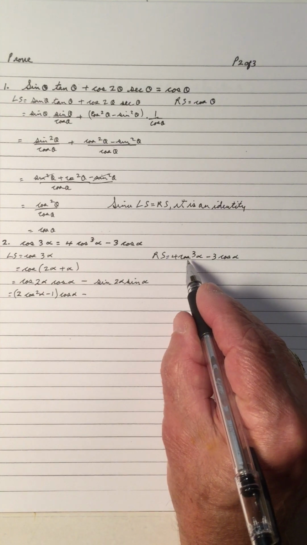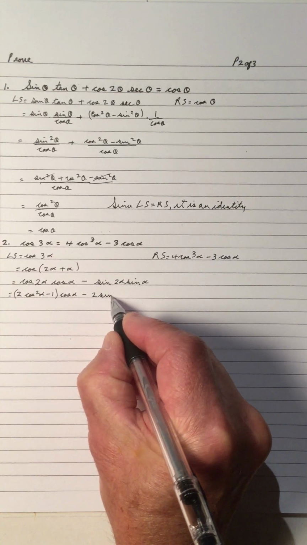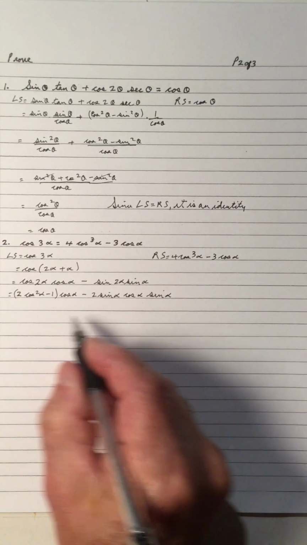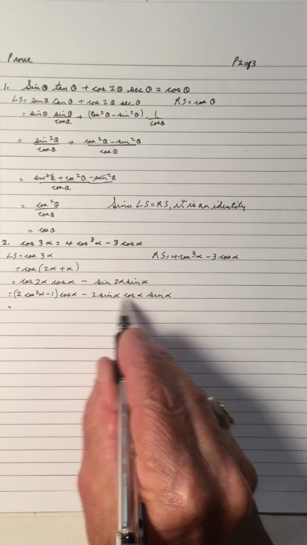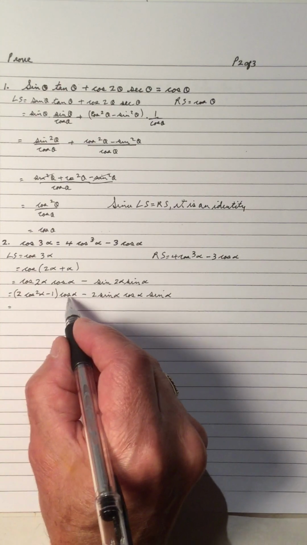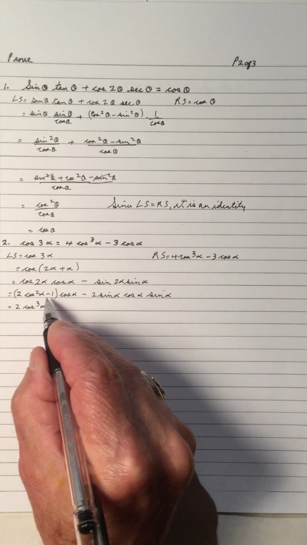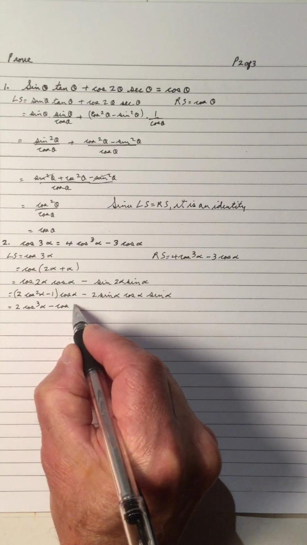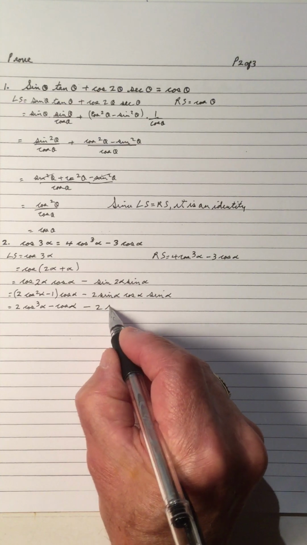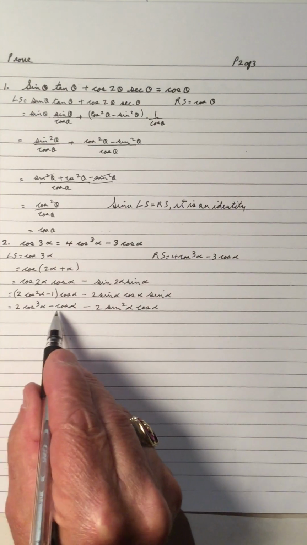We don't have any sines here, so change the sine 2 alpha to 2 sine alpha cos alpha, times sine alpha. Okay, the next step, let's multiply first before we subtract. So that 2 cos squared alpha times cos alpha is 2 cos cubed alpha. Negative 1 times cos is negative cos alpha. And we multiply here, we get 2 sine squared alpha cos alpha.